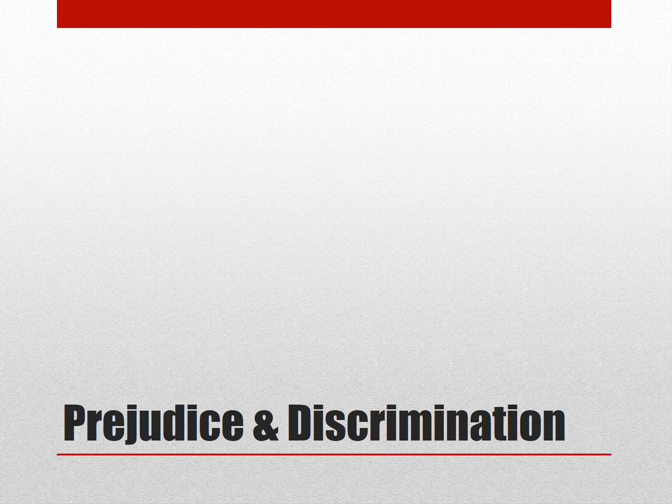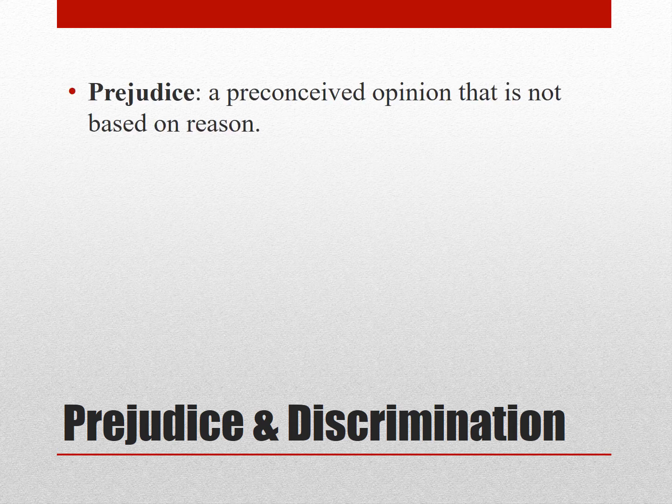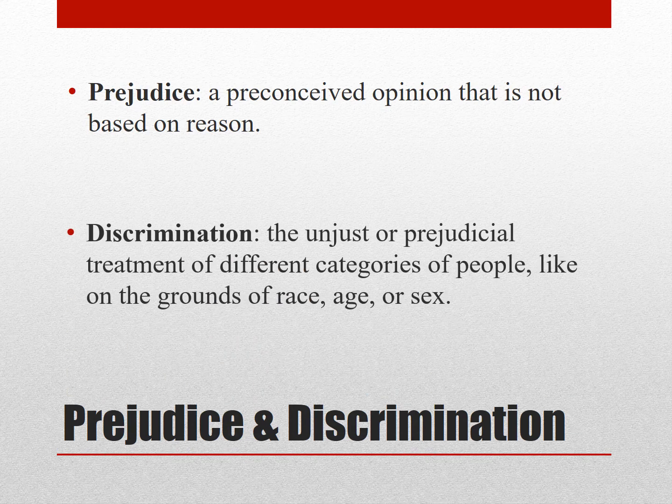An important concept to understand when talking about civil rights is the difference between prejudice and discrimination. Prejudice is a preconceived opinion that is not based on reason. Discrimination is the unjust or prejudicial treatment of different categories of people, like on the grounds of race, age, or sex. So prejudice is a thought or opinion, and discrimination is an act. So it would be the difference between just having particular feelings about a certain group of people and discriminating against them, denying them benefits or treating them differently, things like that.